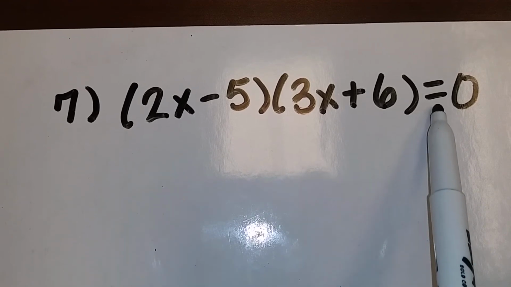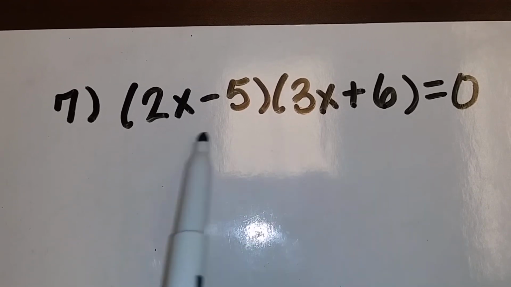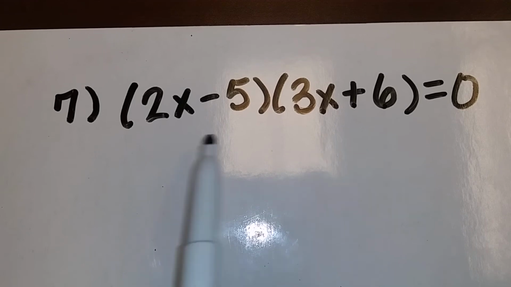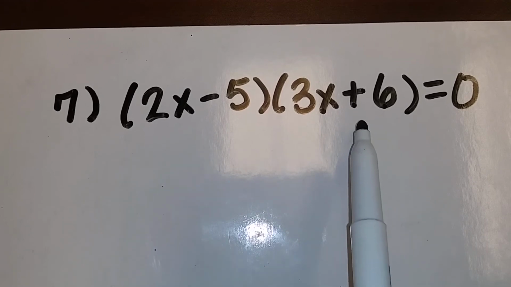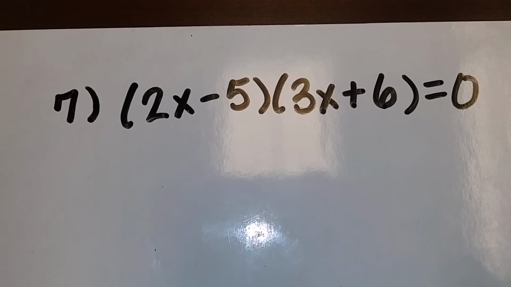Look at the left-hand side of the equal. Is this in standard form? If it is in standard form, what is my degree? What is my leading coefficient? What is my constant? If you can look at the left-hand side of my equal and tell me those things, then you know it's in standard form. But if you can't tell me that, then it's not in standard form.